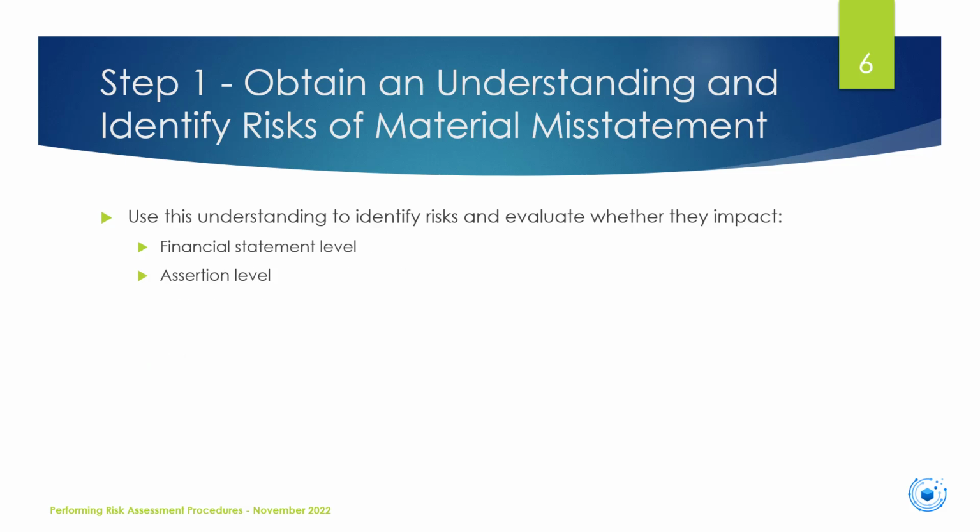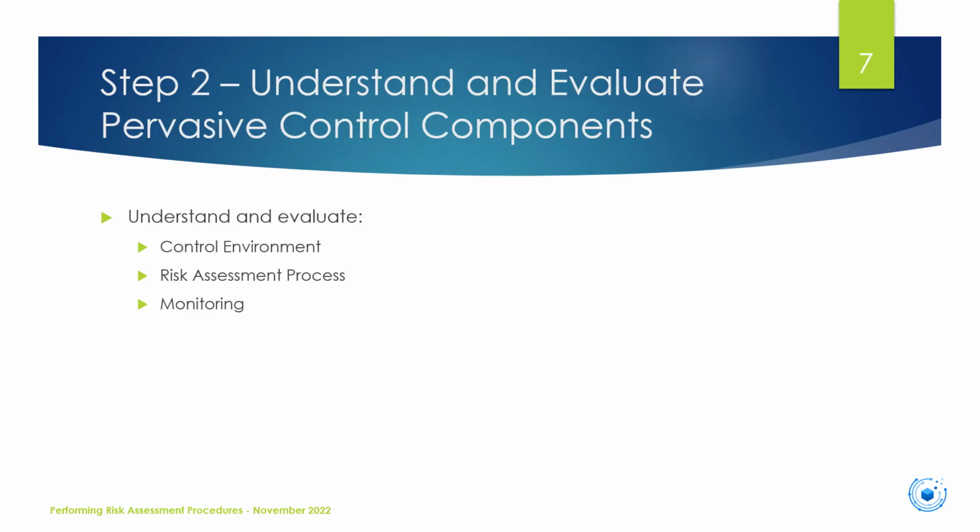Then based on this understanding that you just obtained, you can identify those risks of material misstatement. Then at this stage, we're going to assess whether the risks impact the financial statement as a whole, which would be financial statement level risks, or whether they exist at the assertion level. Step 2 is to understand and evaluate the pervasive or the indirect controls.